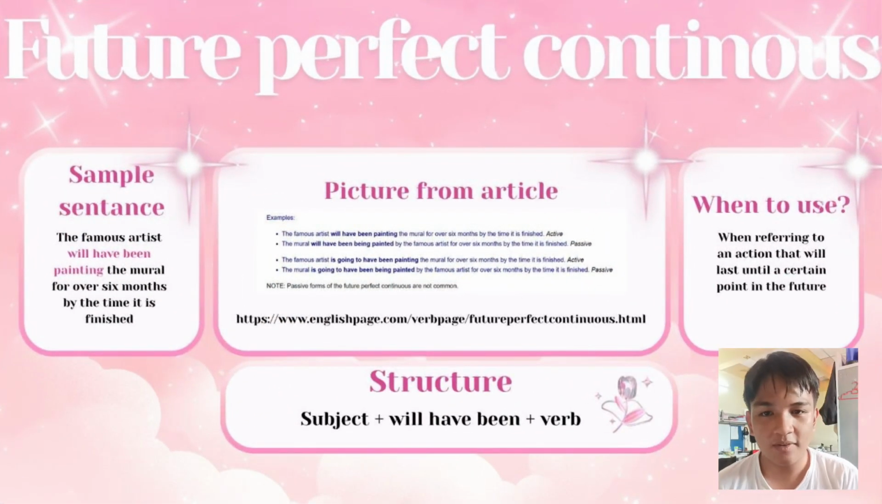Future perfect continuous tense. We use the future perfect continuous tense when referring to an action that will start in the future but will continue up until a certain point in the future, or an action that will start in the present but will continue up until a certain point in the future. An example of this tense being used is: the artist will have been painting that mural for over 6 months by the time she has finished.